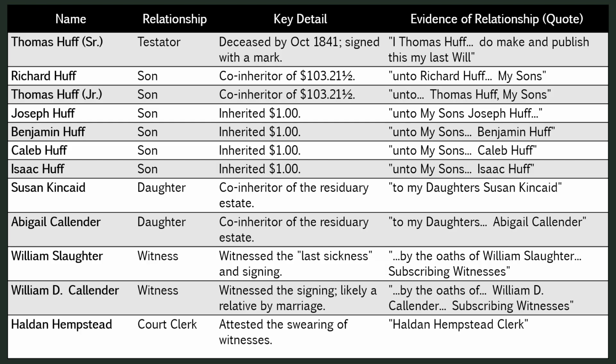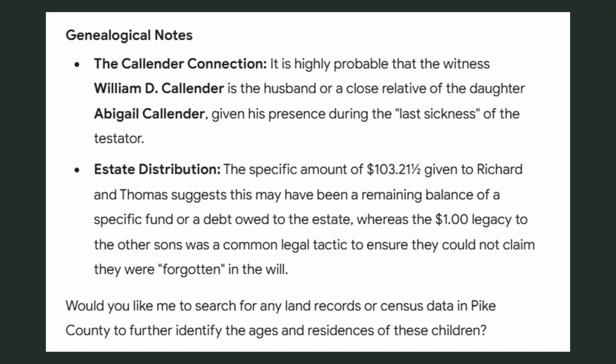Then it actually added some more analysis to it. It's trying to please. Keep that in mind. It's always trying to please. And if it can't tell you the truth, it'll tell you whatever it wants. So it points out the Callender connection is an interesting one, that William D. Callender was a witness and that there was an Abigail Callender as an heir, a daughter.